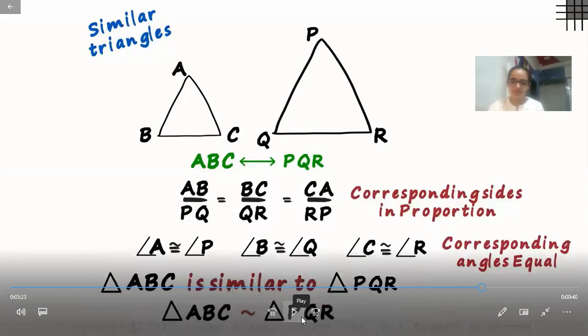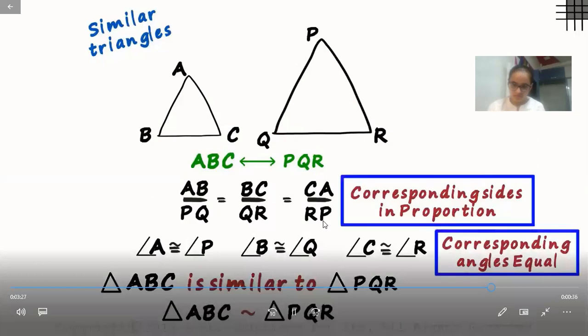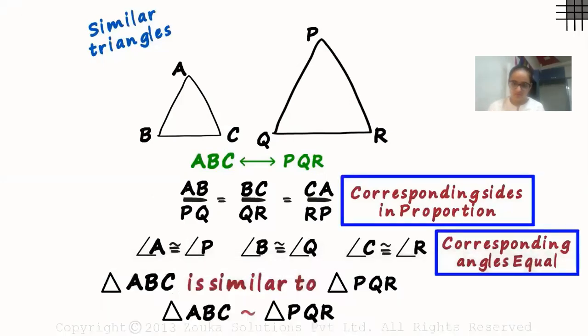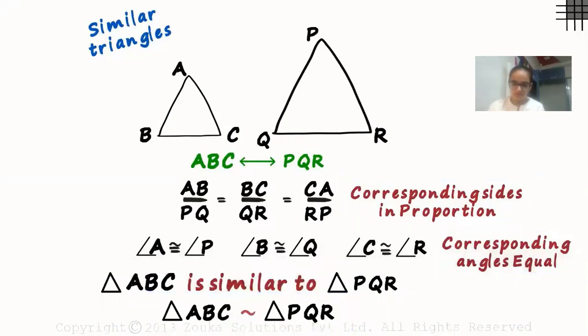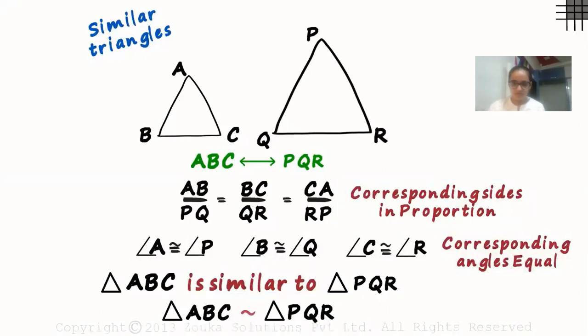It also works the other way around. If we were given either of these conditions, we can say that the triangles are similar. Remember, either of the conditions. So if we are told that all pairs of corresponding sides are in proportion, we can be sure that the triangles are similar. Or even if we were told that the corresponding angles are equal, we can be sure that the triangles are similar.